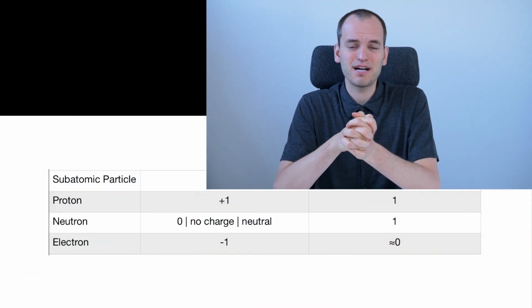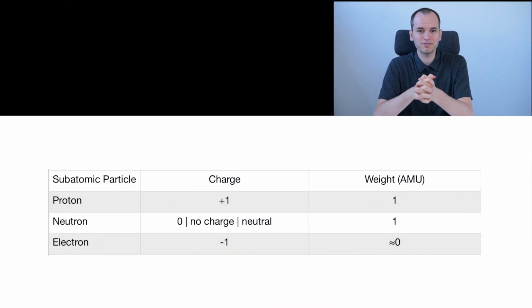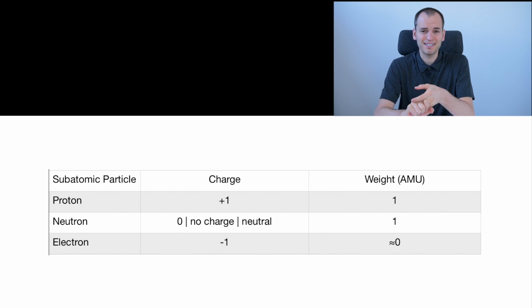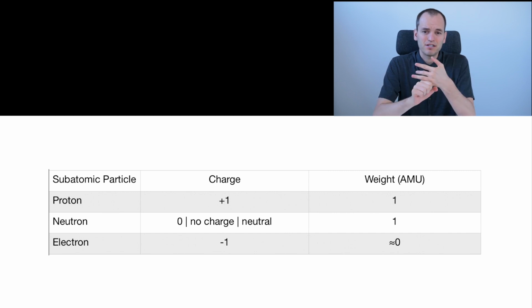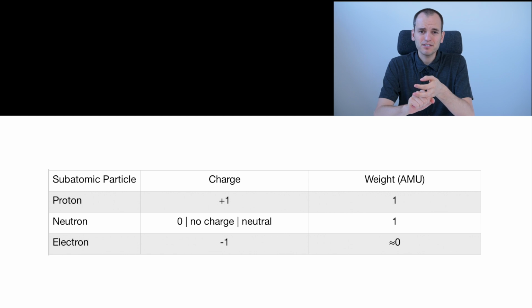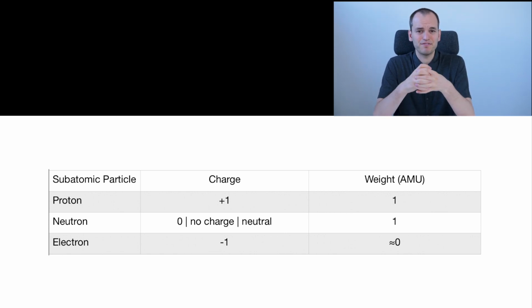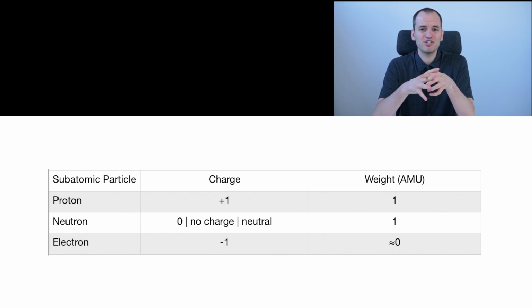Now, let's kick it off here with this table. This table has the 3 major subatomic particles. So we have protons, neutrons, and electrons, their charge and their mass. Now, protons have a charge of +1. So they are positively charged subatomic particles, and they can be found within the nucleus. And they weigh 1 atomic mass unit, or AMU.